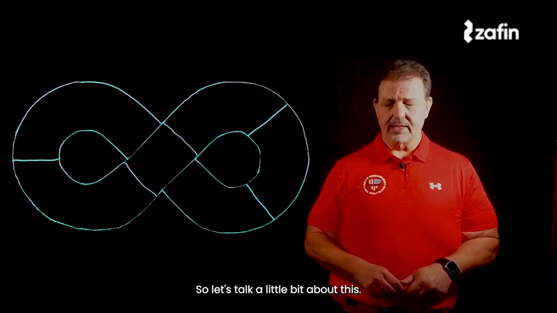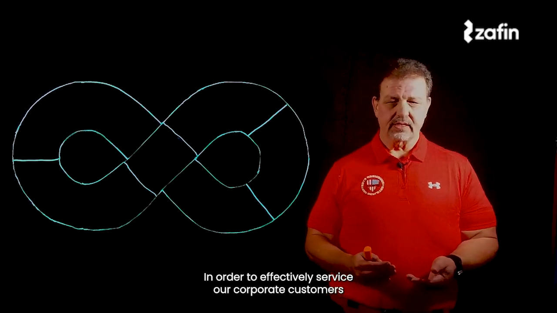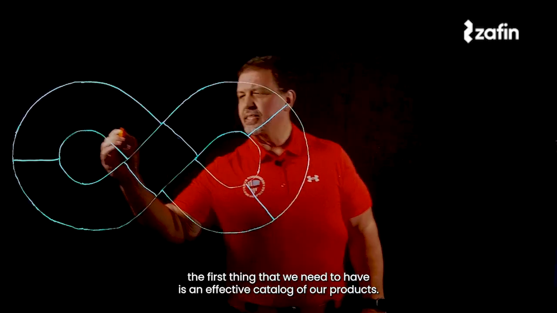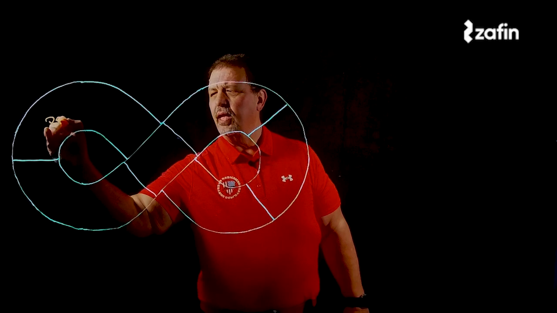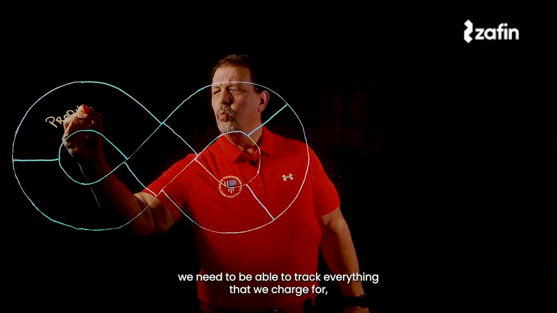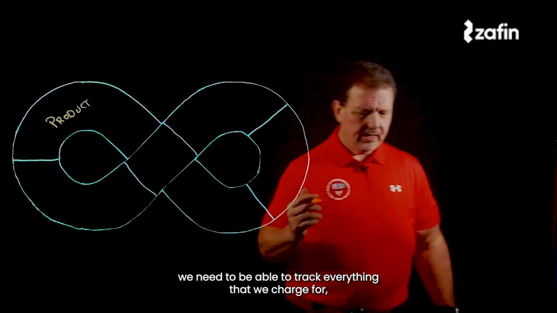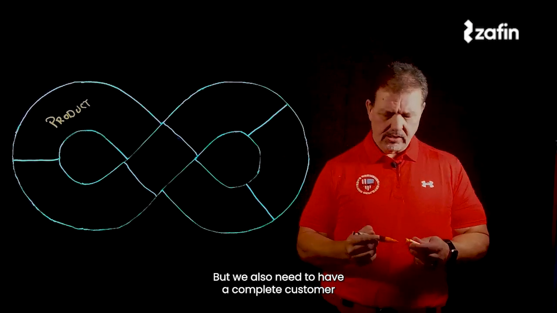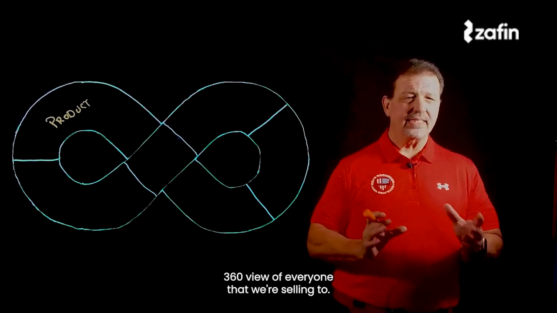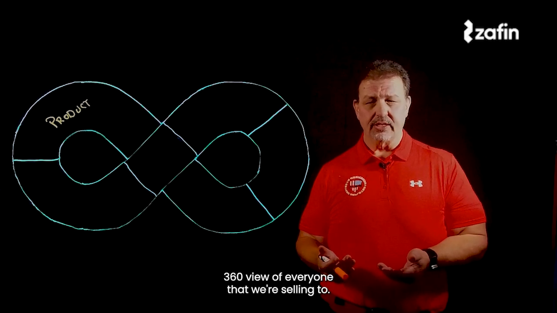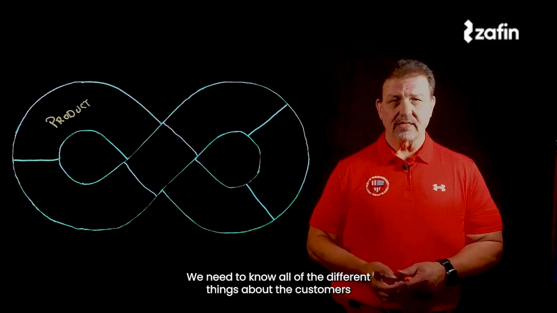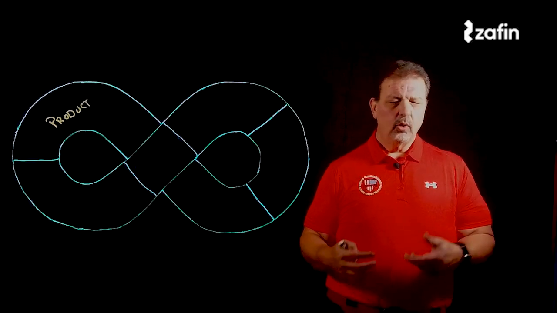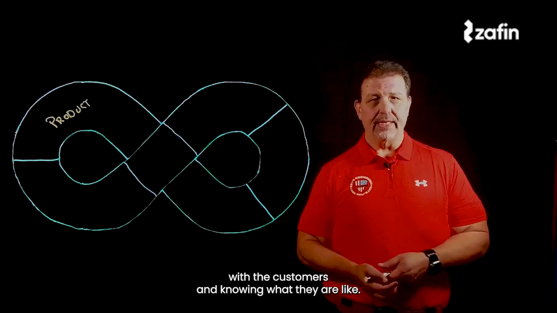So let's talk a little bit about this. In order to effectively service our corporate customers through account analysis, the first thing that we need to have is an effective catalog of our products. And along with those products, we need to be able to track everything that we charge for, how we set rates, how we set standard prices, but we also need to have a complete customer 360 view of everyone that we're selling to. We need to know all of the different things about the customers so that we can marry together the products we're going to sell with the customers and knowing what they're like.